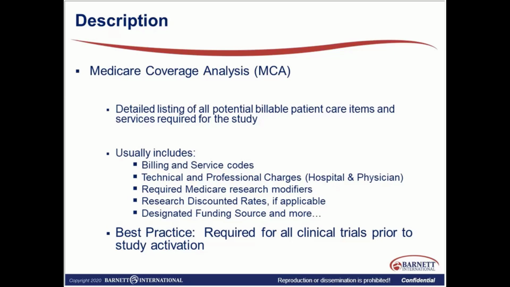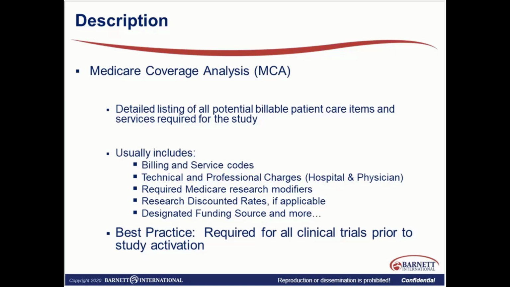The other thing it includes is the Medicare research modifiers that are required by Medicare. Those became effective in 2008, so they are required on the claim for Medicare services, and a lot of other insurance carriers like United and Humana are beginning to ask for those modifiers as well.